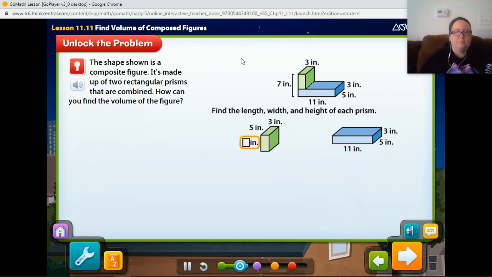You need to find the unknown height of the prism on the left. Think, the total height of both prisms is 7 inches. The other given height is 3 inches. Subtract the known height, 3 inches, from the total height, 7 inches. So the unknown height is 4 inches. The next step is to find the volume of each prism.